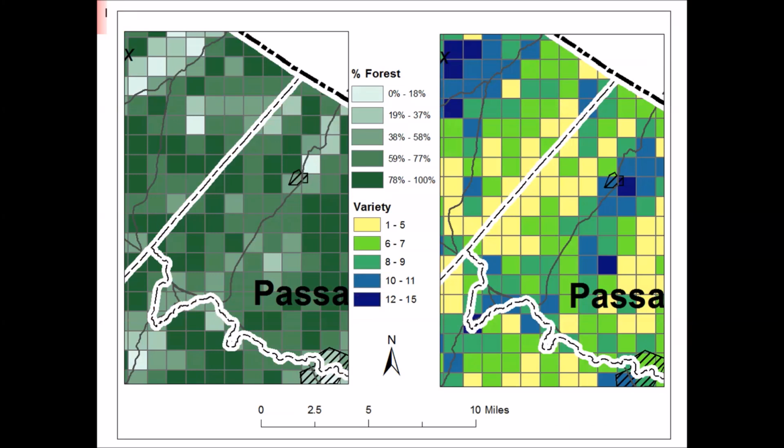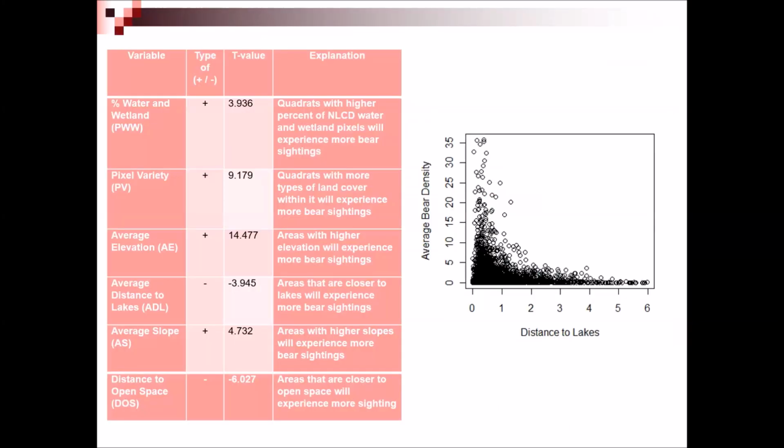And so I've got pixel variety here as well, meaning how many different types of land covers are you dealing with? Is it all lake? Is it all another? And so when I run these, I've got my t value, which largely aligns with my z-score. You can see these z-scores that we're looking at here. And I can kind of graph these right here.